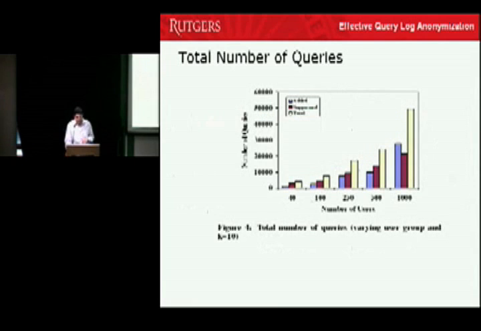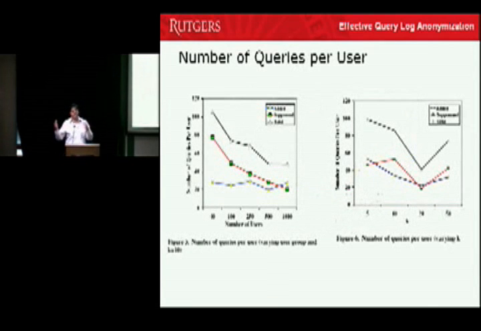We checked how many queries you have to add and suppress. And as you would expect, when the number of users increases, the number of queries you have to add and subtract as an absolute number clearly increases. But interestingly, on average, the number of queries per user decreases. So with larger groups, the number of queries you have to add or subtract decreases. So larger groups are better in this sense.